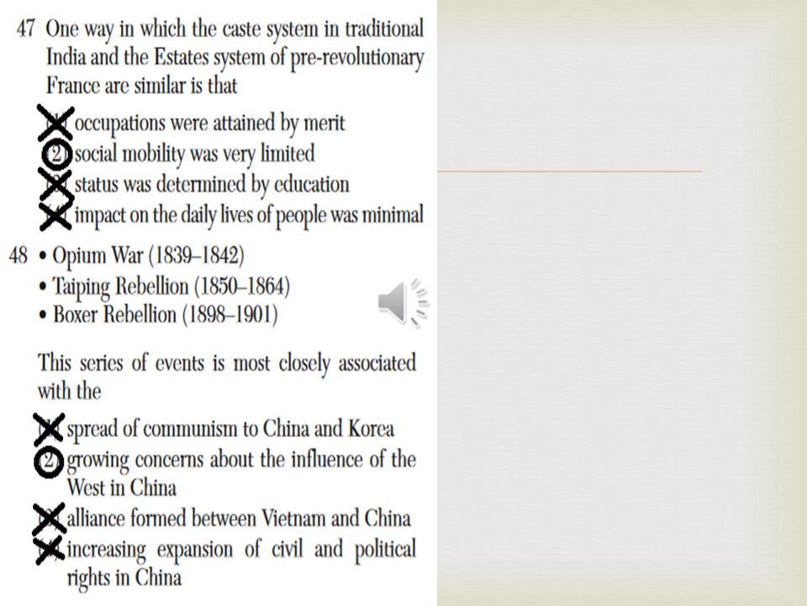So, 48. Question 48. Opium War, 1839 through 1842, Taiping Rebellion, 1850s to 1864, Boxer Rebellion, which you got enough for the Regents, 1899 through 1901. Is it 1, spread of communism in China and Korea? Right away you should cross it out because the answer has nothing to do with the question.